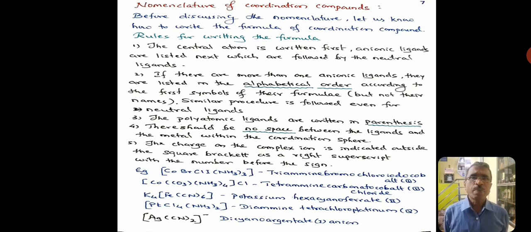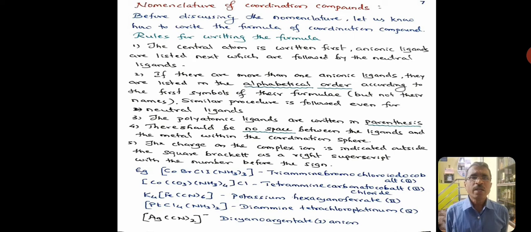The third point, polyatomic ligands are written in parentheses. Ammonia is a ligand which contains polyatomic, therefore it is written in the bracket. The carbonato ligand is written in the bracket and so on. The fourth rule: there should be no space between the ligands and the metal within the coordination sphere. So in the coordination sphere, which is written in the square bracket, the metal ion and the ligands are written continuously and there should not be any space between them.